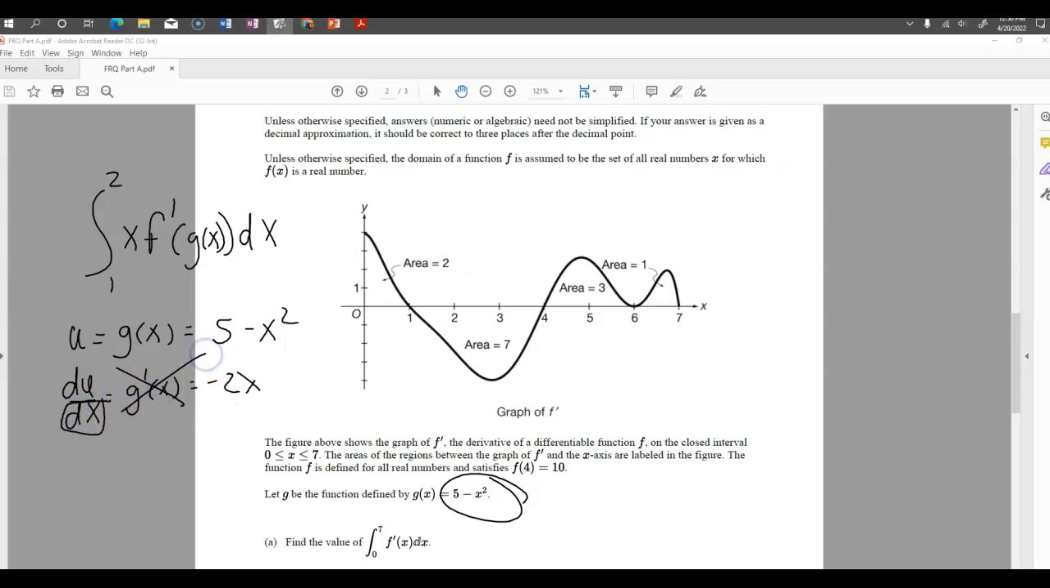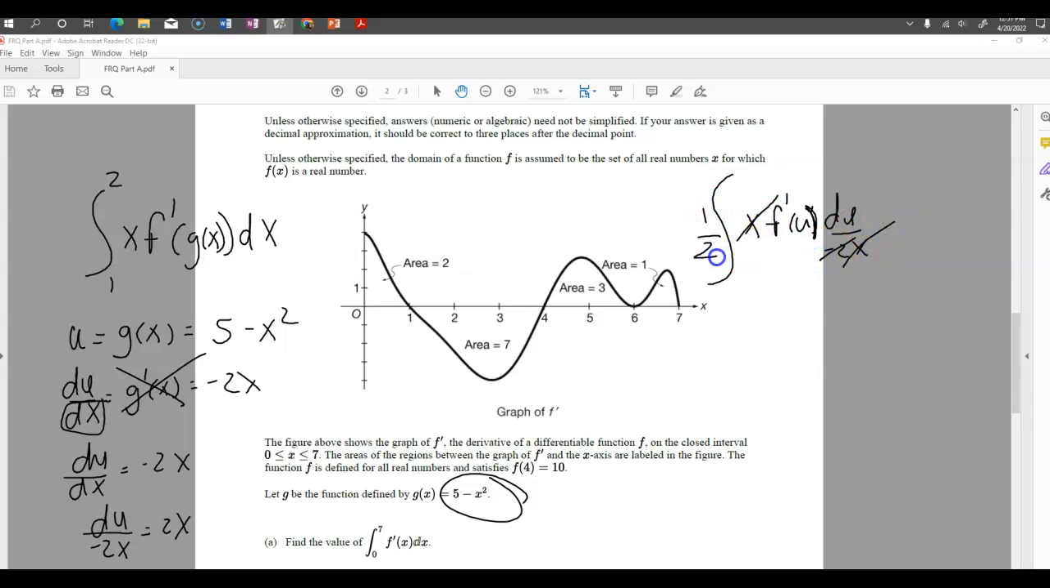Then we get the dx by itself. If you were to take this expression here and get the dx by itself, you would have du over negative 2x equals dx. And now we're ready to do our u substitution. So I have x f prime of u, du over negative 2x. Now these x's go away, and I can also take this negative 2 and bring it out to the front, but it's going to be in the denominator, right?